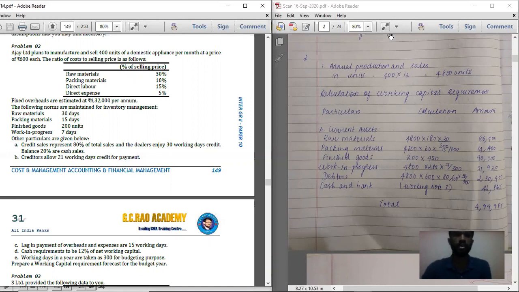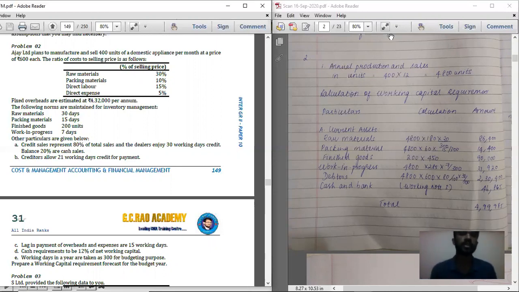The ratio of cost to selling price is as follows. They have given the ratios of cost to selling price: raw material, packing material, direct labor, and direct expenses. Raw material is 30% of selling price, that is 600 into 30%, that is 180 rupees. Packing material is 10% of selling price. Direct labor is 15% of selling price, and direct expenses 5% of selling price.